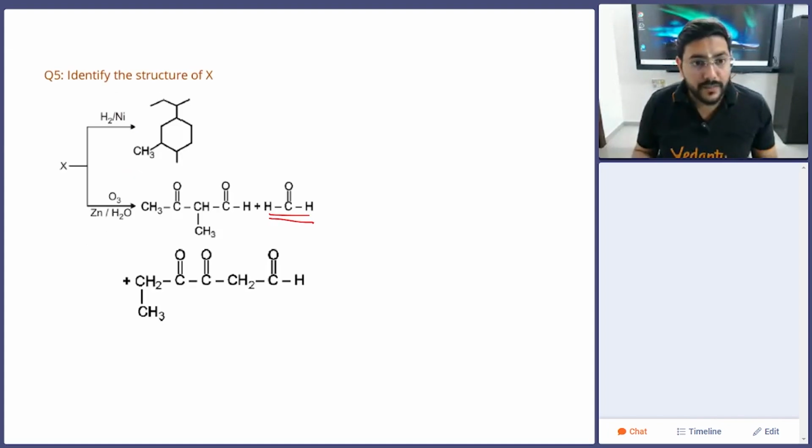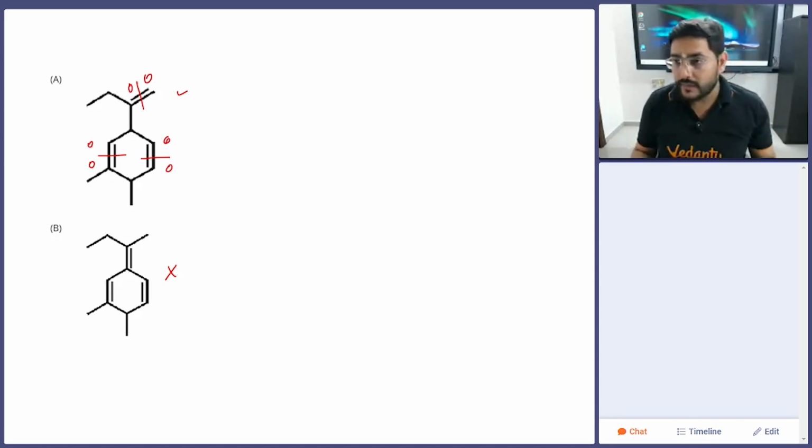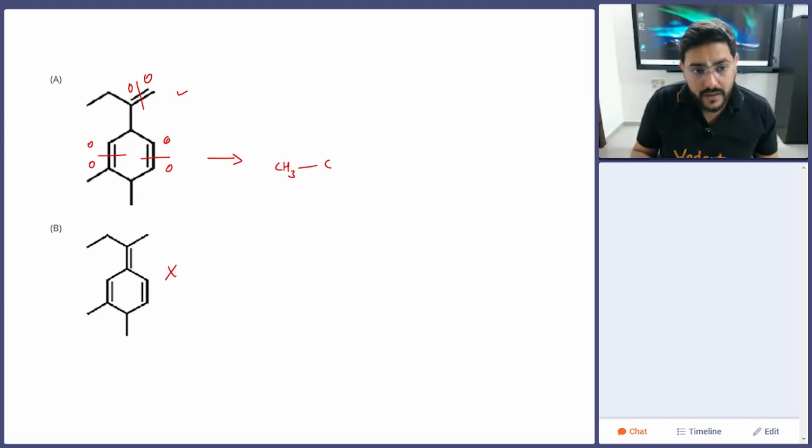Now moving towards the next one. Here we are saying that we are going to get CH3-C=O-CH and CH3-C=O-H. So we are going to break the compound. Let's break the compound and put the oxygens. From here, what compound are we getting? We are getting CH3-C=O-CH.